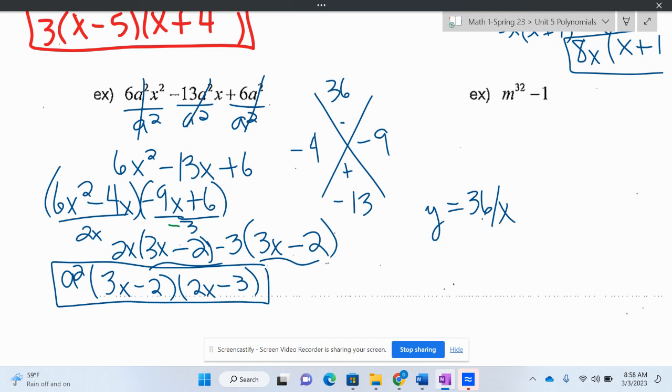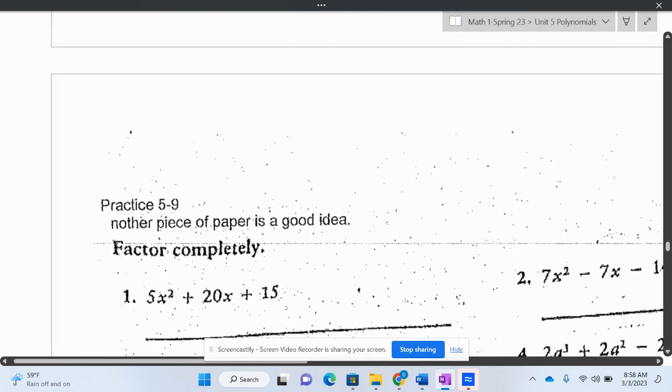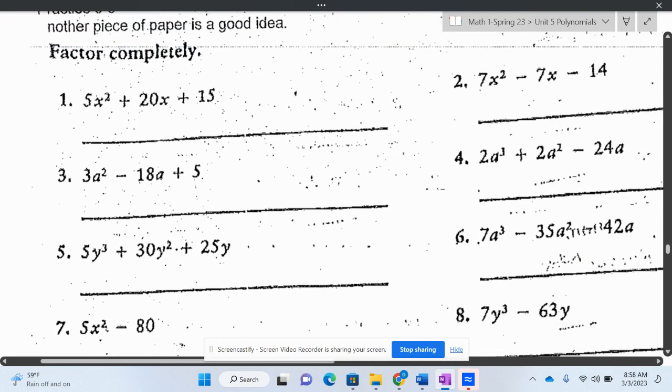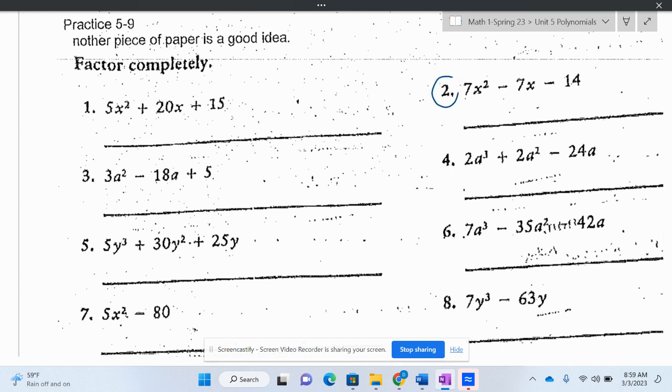And that is it. So I want you to look at the worksheet on the next page, and we're going to pick problems. I originally said do odds or whatever, but we're going to pick problems, and I'm going to write hints by them. So I want you to do number 2.